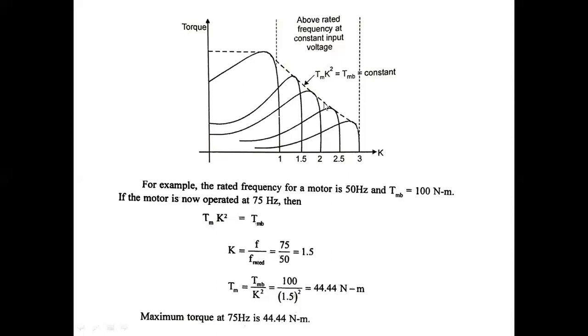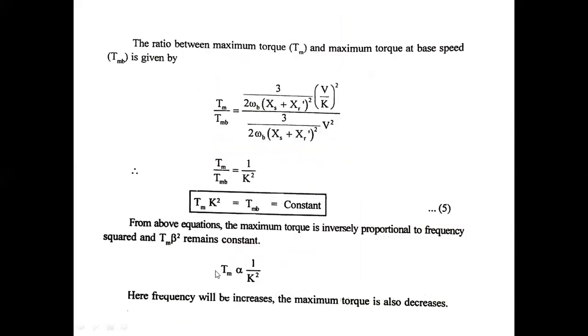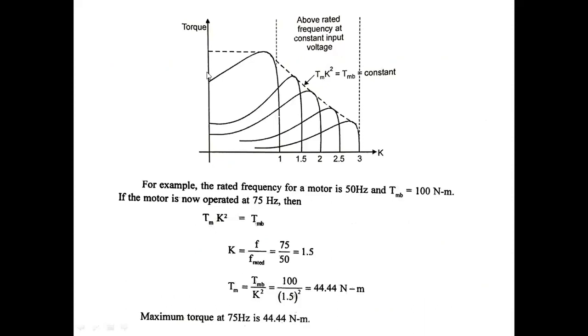The expression is given here. Based on this only we plotted all these curves. I am writing one equation here: Tm is directly proportional to k square. You can also derive the same kind of expression for the starting torque. Finally, you can say that Tst is directly proportional to 1 by k square.